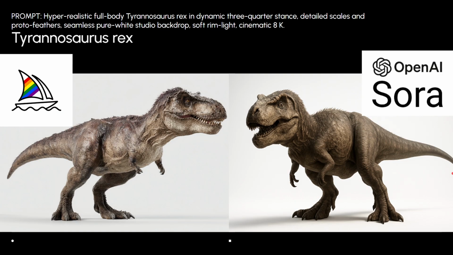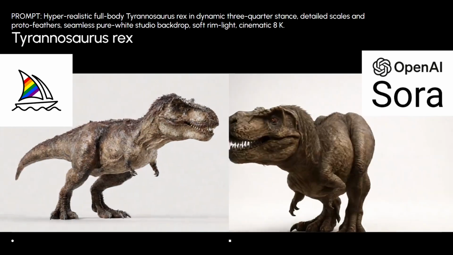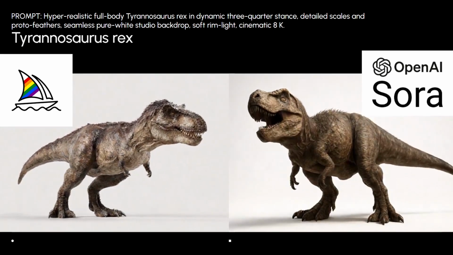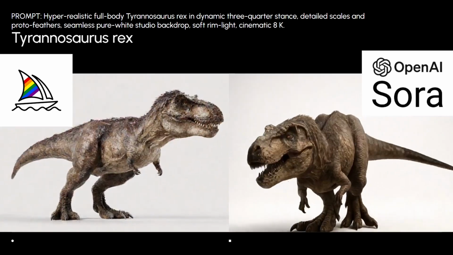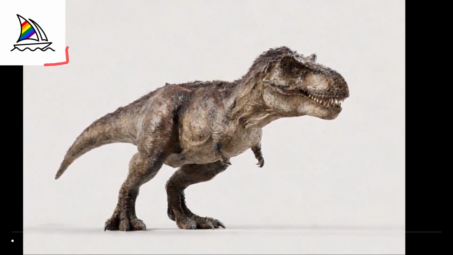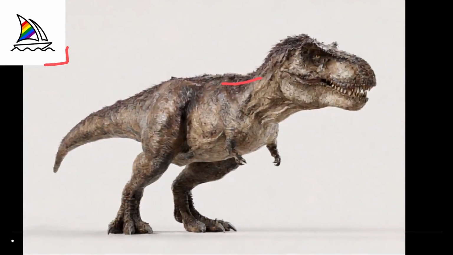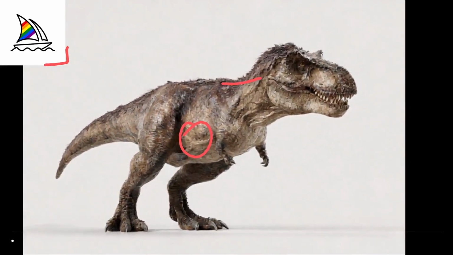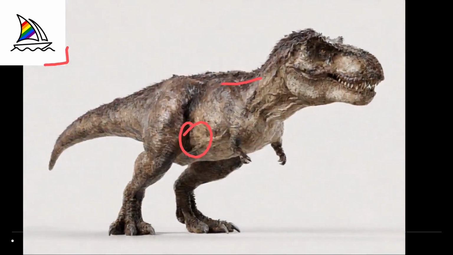Okay, so the first task was the T-Rex, and the idea was to create a realistic T-Rex with feathers, proto feathers and detailed scales. Okay, so this is the images animated using morphstudio.com, and the winner is Midjourney because I think the feathers are clean and also the texture are amazing and the aesthetics are incredible.